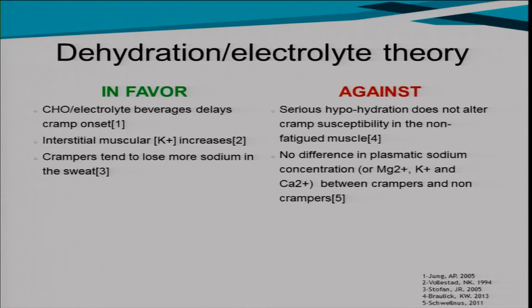But against this, more recent studies say that serious hypohydration, that means 5% weight loss after the exercise, does not alter the cramp susceptibility in the non-fatigued muscle. If the muscle is non-fatigued and you lose a lot of water, a lot of weight in this case, it will not alter the cramp susceptibility. Also, there is no difference in plasmatic sodium, magnesium, potassium or calcium concentration between athletes who were crampers and non-crampers. This was tested just before, in this case, a 56 kilometer ultra marathon, and they found no difference.